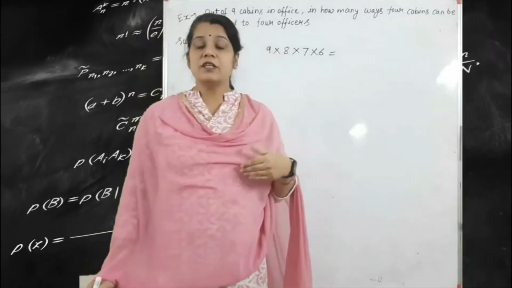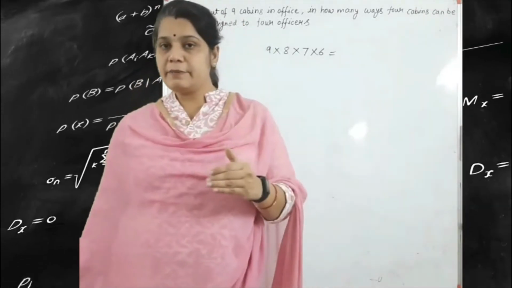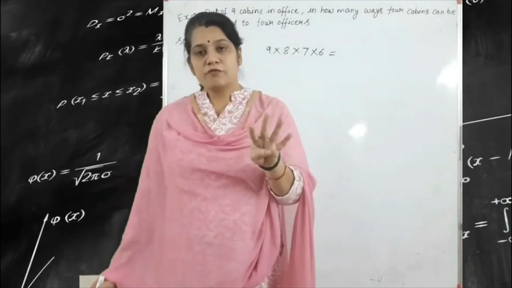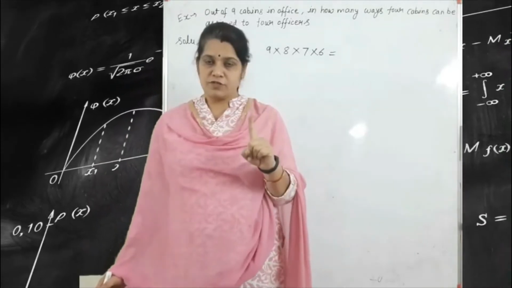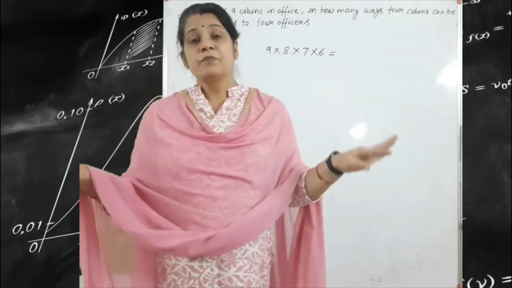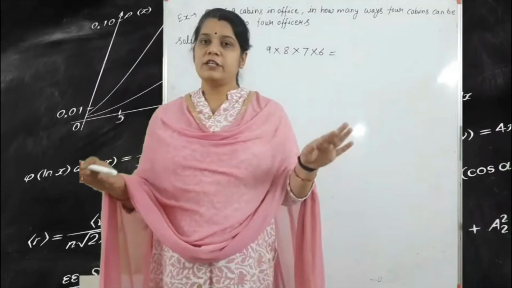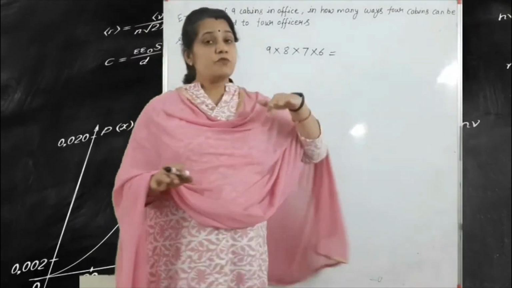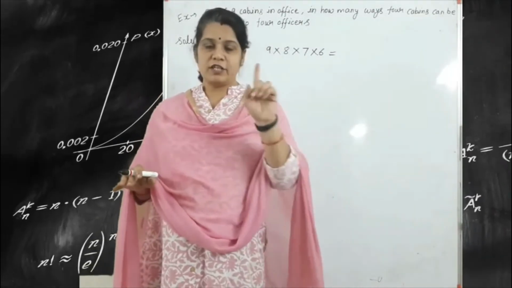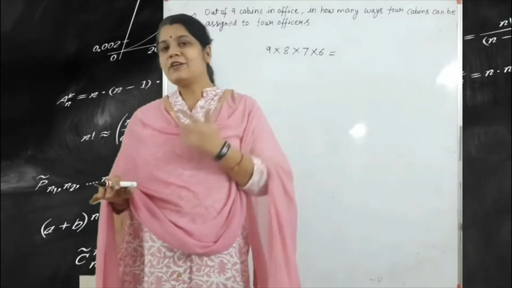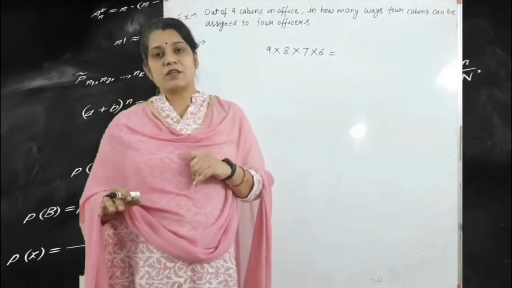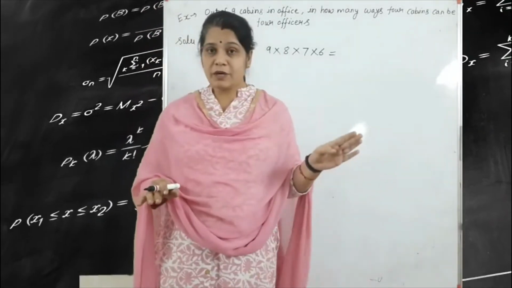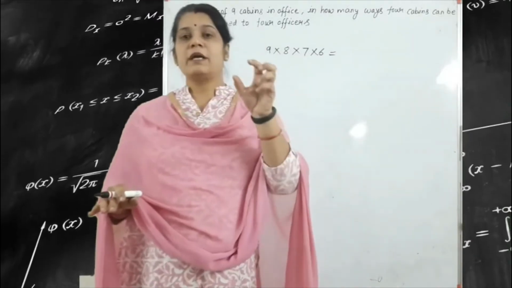According to our question, we are given 9 cabins and we choose 4 cabins, so we have 4 officers. The first officer chooses any one cabin out of the 9 cabins. So we write 9 here. One cabin is occupied by the first officer. Okay. So for the second officer, the remaining cabins are 8. So the second cabin is also occupied. So out of 9, two cabins are occupied.